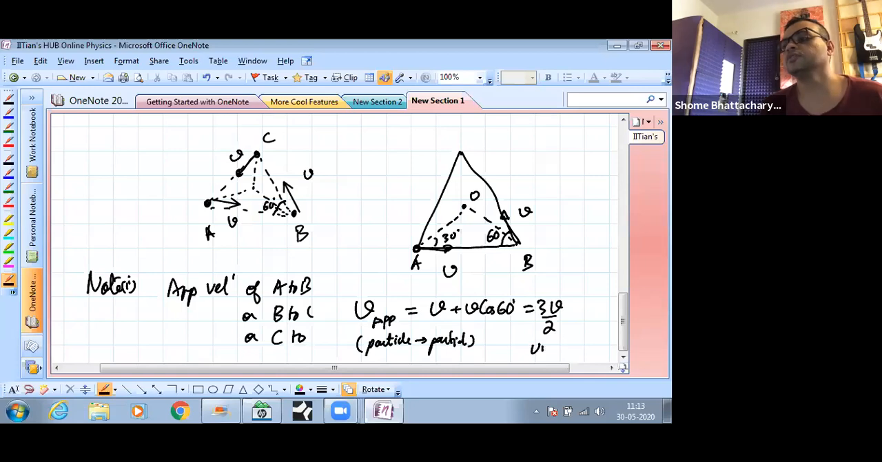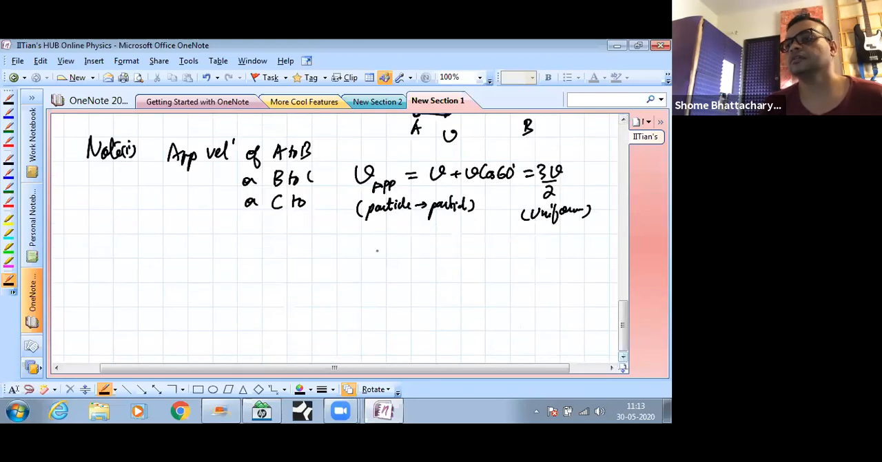Okay. So this is uniform. So if the side length of the triangle at any time t is x, then that tells you that minus dx by dt is 3v by 2, and that therefore tells you that delta x is always minus 3v by 2 delta t.